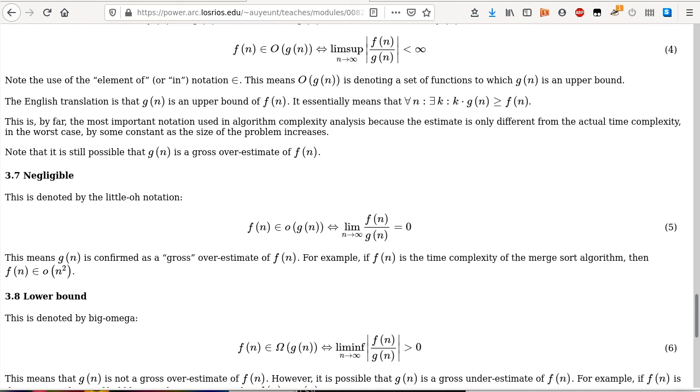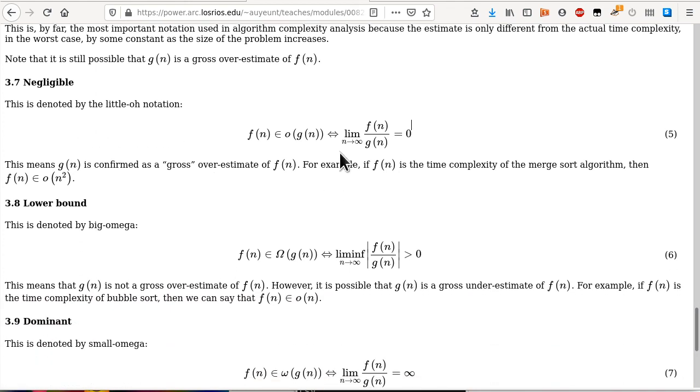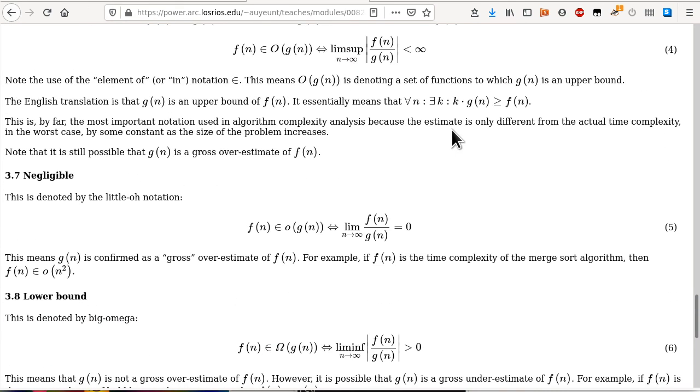So the next item is called negligible. I'm going to skip negligible for now. Negligible simply means the ratio goes to 0 exactly. So the limit superior, this is not limit superior because it's going to a single value, so the limit of f of n divided by g of n is 0. I'm not going to talk about negligible because it is not really used a lot when we describe algorithms.